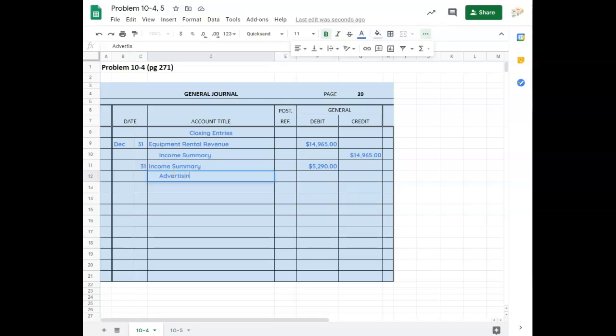And then we have to list each of our expense accounts separately. So we've got advertising expense for the 1,500. We've got maintenance expense for the 1,560. And then we've got rent expense for the 1,000, and utilities expense for 1,230. So we've got all of our expense accounts listed separately. We're going to do one post to income summary, a compound entry, right here.